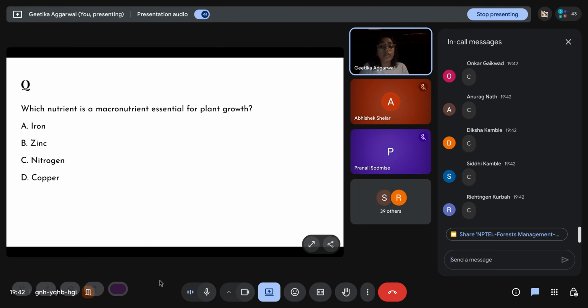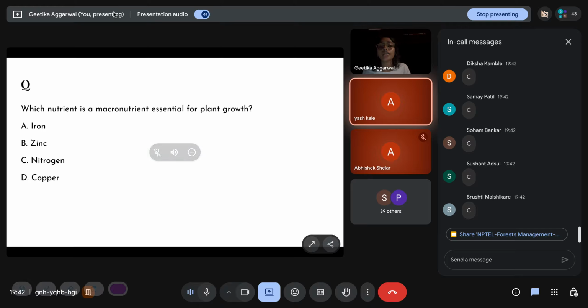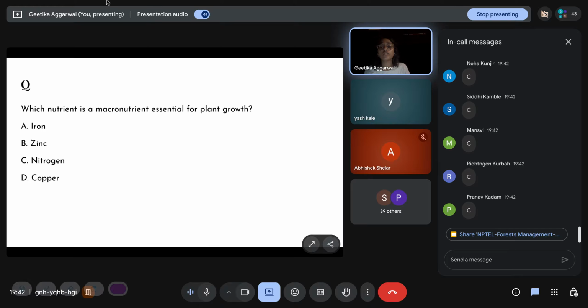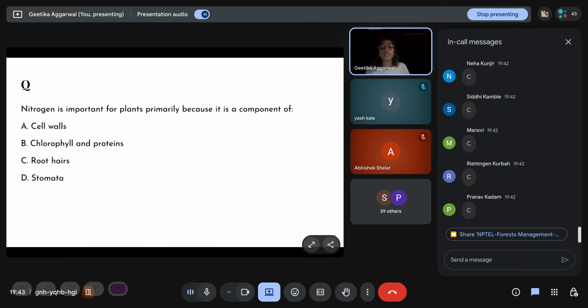Which nutrient is a macronutrient essential for plant growth? Iron, zinc, nitrogen, or copper? Which of these is essential for plant growth? Yeah, so the correct answer is C. Nitrogen is essential for plant growth. And then we talk about why nitrogen is essential for plant growth. So it is, but why is it important?